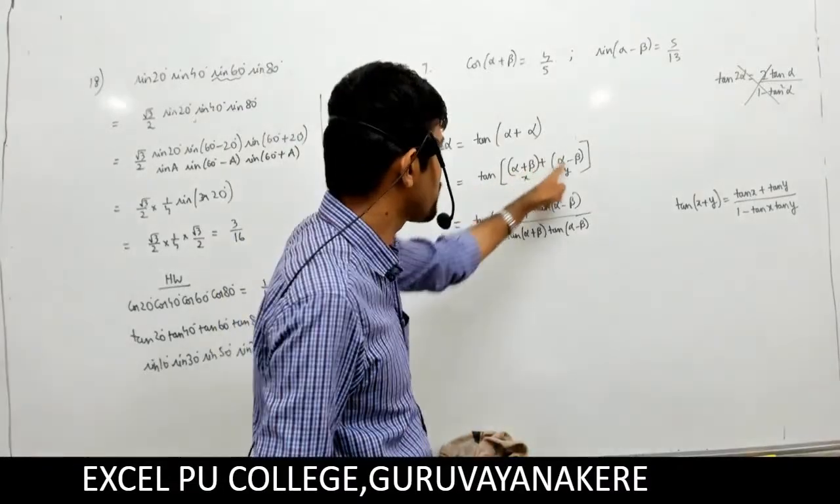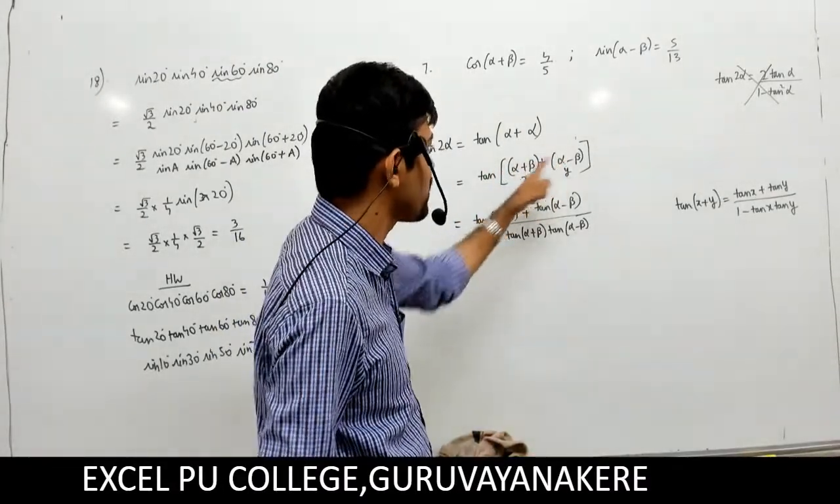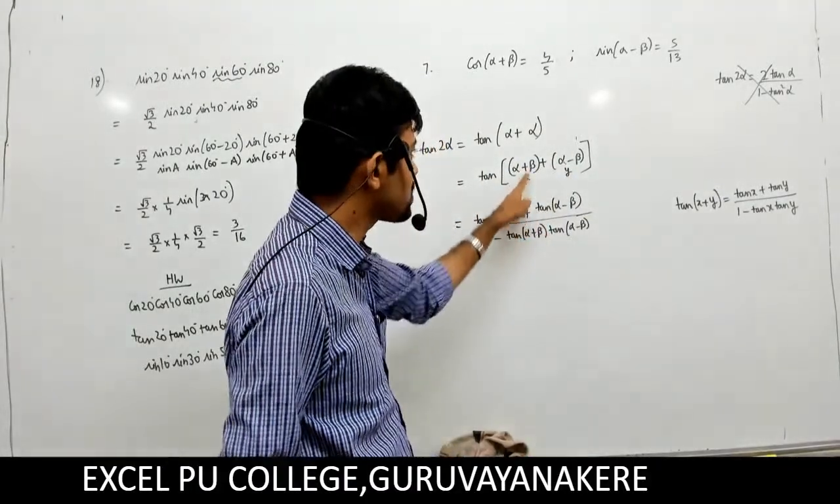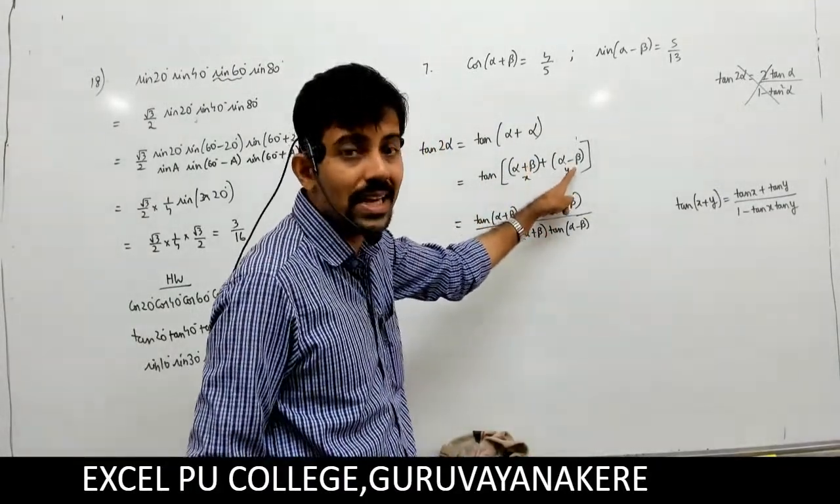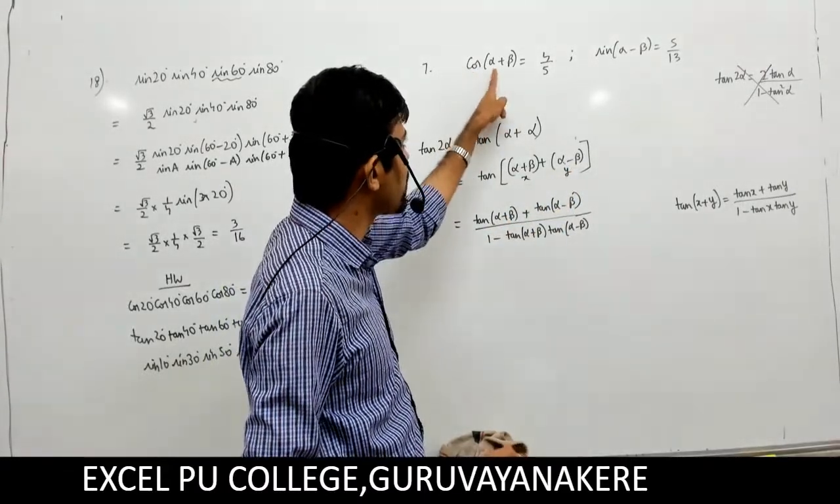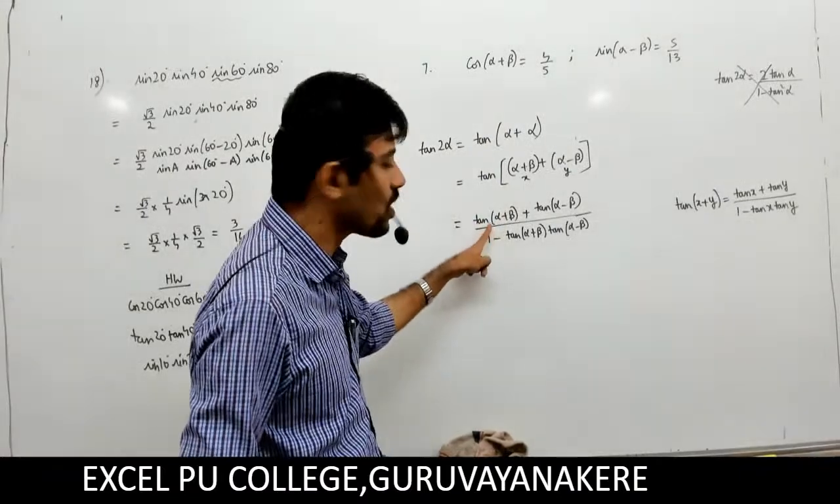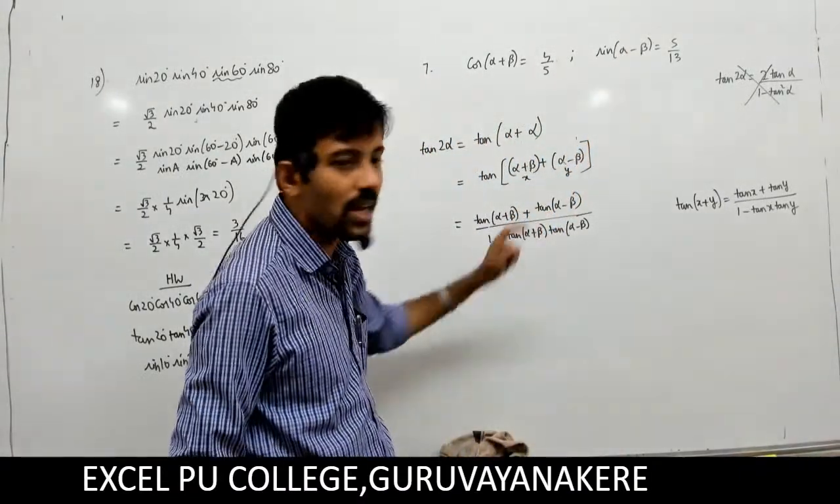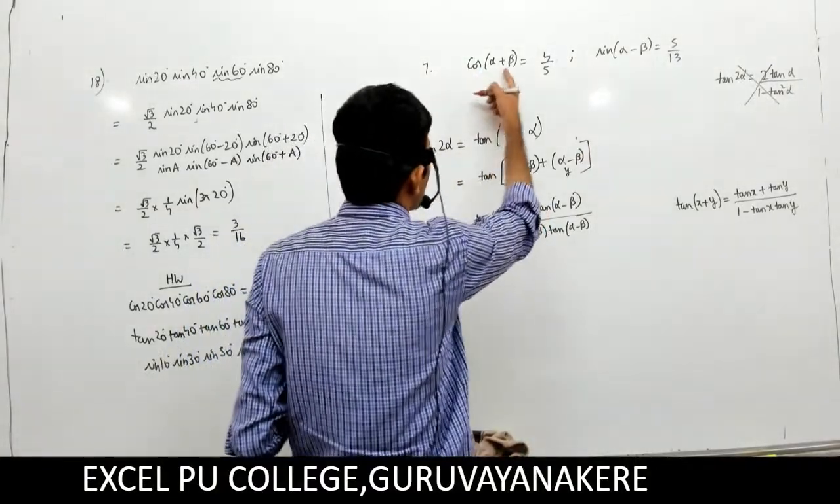Tan of x plus y is tan x plus tan y divided by 1 minus tan x into tan y. My x is alpha plus beta, y is alpha minus beta. So from this, if you know cos of alpha plus beta, I can write the value of tan of alpha plus beta. Sin of alpha minus beta, from that we can write tan of alpha minus beta.